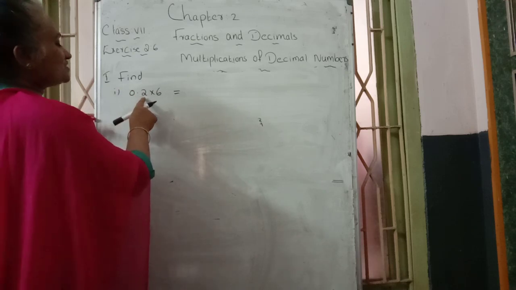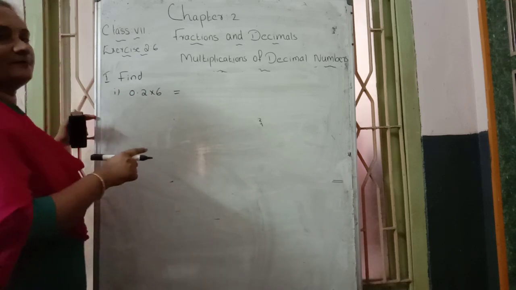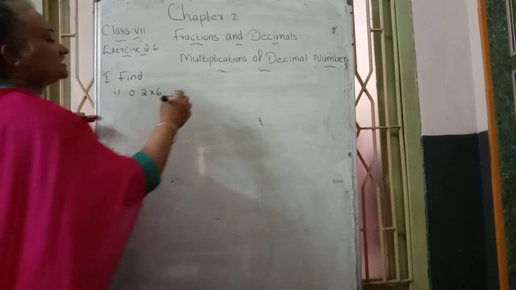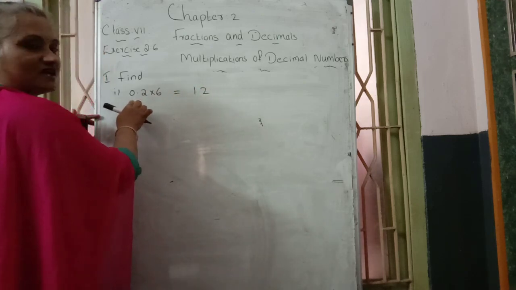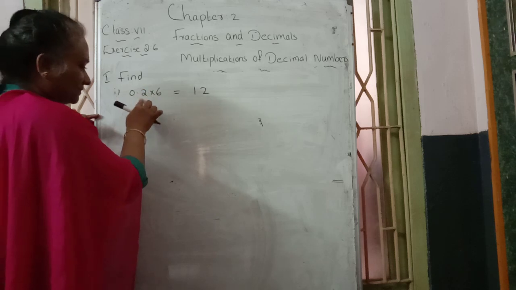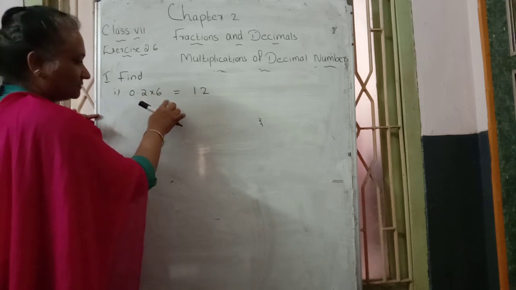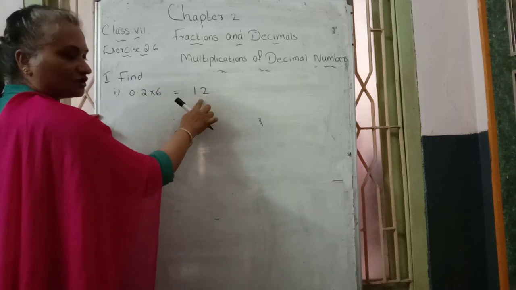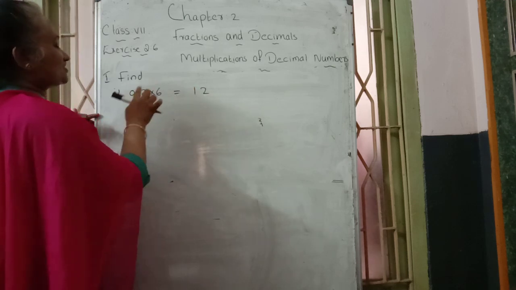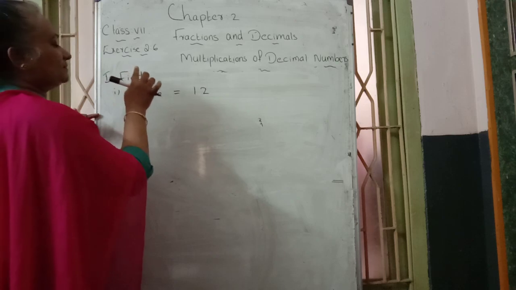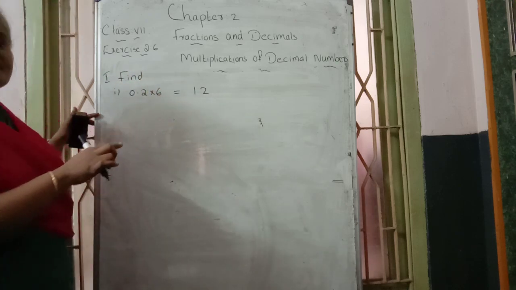So which are the numbers? 2 and 6 are the numbers. 2 sixes are how much? 2 sixes are 12. Then look here. This first part we call the multiplicand. The second part is the multiplier. Then the result we call the product. So here 12 is the product. 0.2 is the multiplicand, 6 is the multiplier.